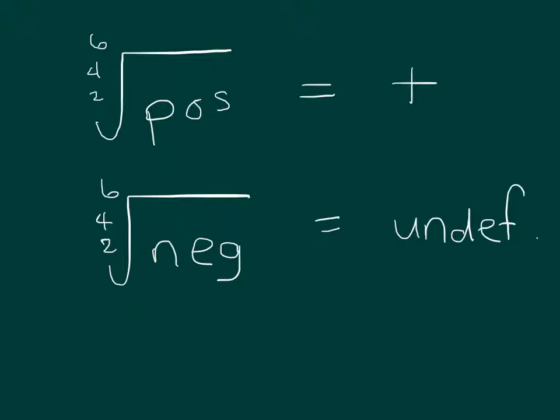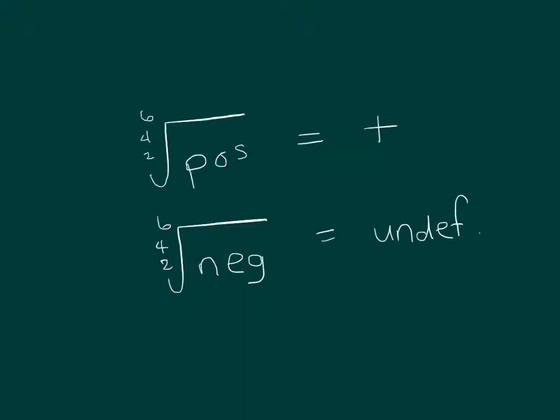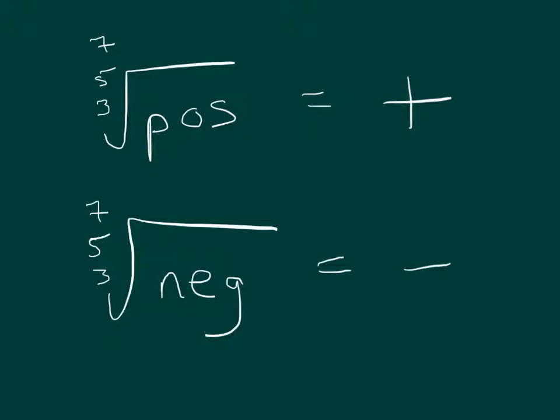Let's take a look at the square root, or the fourth root, or the sixth root, or any even root of a negative number. We all know that the square root of a negative number will be undefined. Hence, any even root of a negative number is undefined. Now let's take a look at the cube root, or the fifth root, or the seventh root, or any odd root of a positive number. This should always give us a positive answer. Likewise, any odd root of a negative number will always give us a negative number.